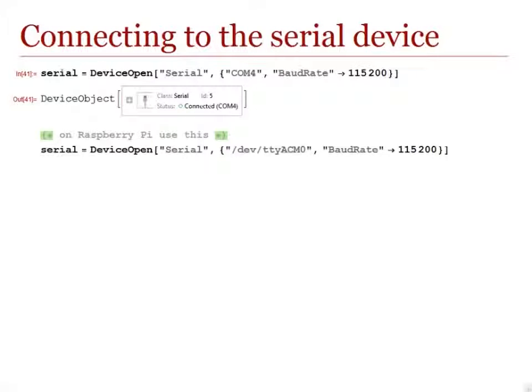With the hardware setup completed and the Arduino sketch uploaded, we now switch to the Wolfram Language side of this project. The first thing we need to do is open a serial connection, and we do that by using the DeviceOpen function. The first argument specifies the type of device, which in this case is serial, and the second argument has to specify a port, which is machine specific. I'm using COM4 here because I'm using a Windows machine. And I'm specifying a baud rate of the same baud rate that I use for the sketch. They have to match.